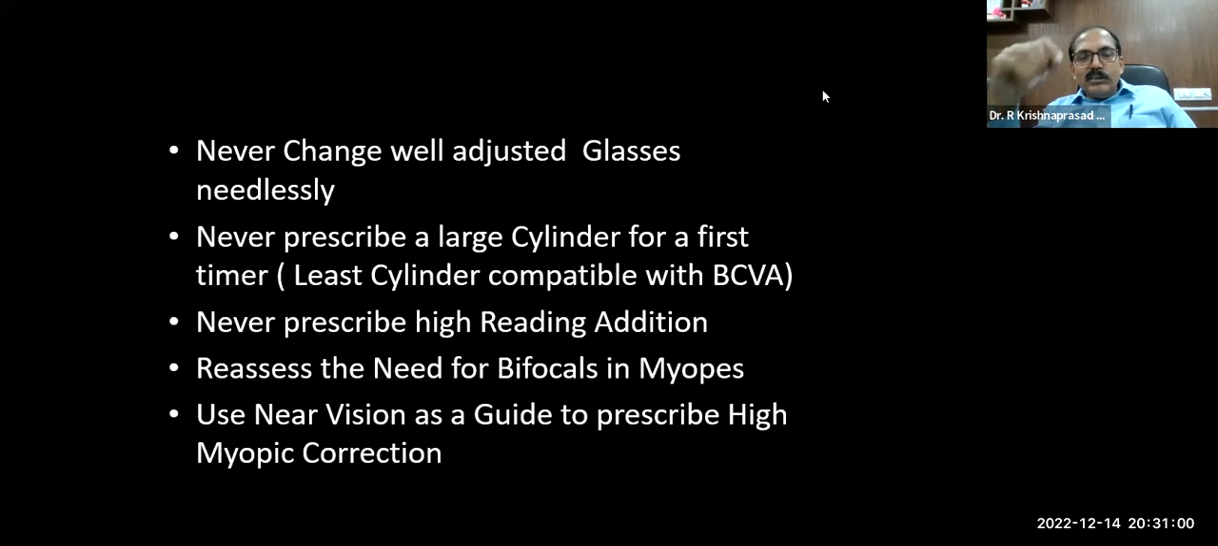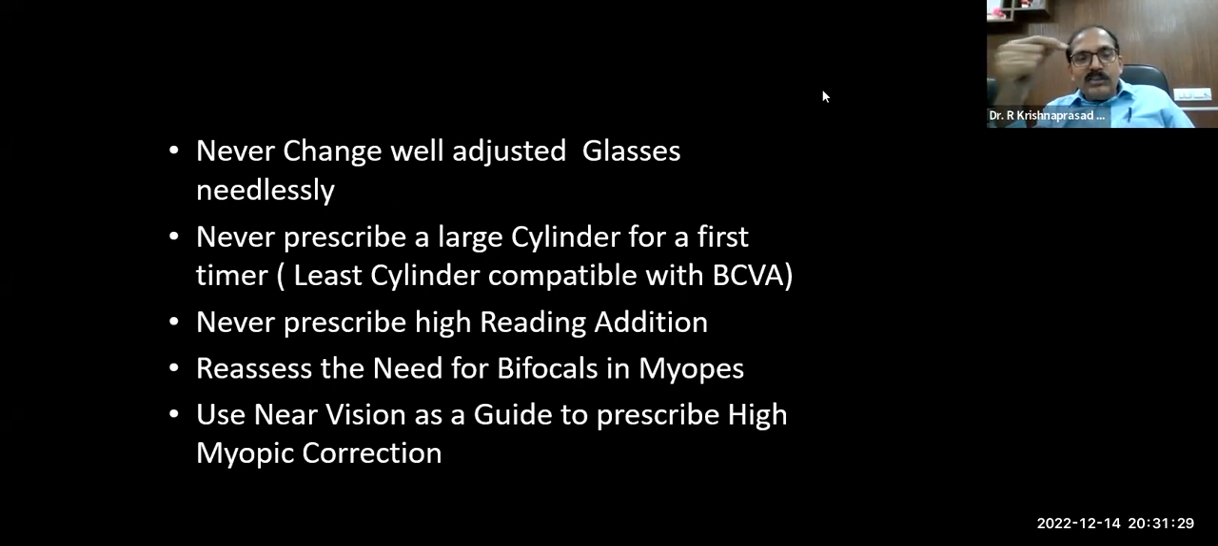Because this boy has never used his accommodation in his life, because if he uses his accommodation, his myopia will increase. So his near vision will become more blurred. So this boy's accommodation is completely underutilized, completely rusted. So once you give minus 10, he suddenly cannot accommodate to see N6. His accommodation takes some time to recover.